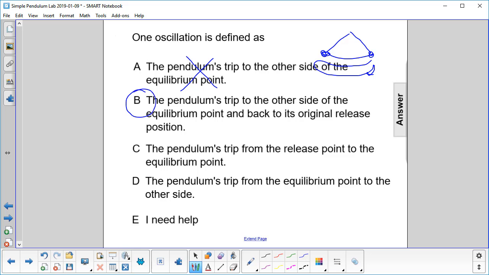The pendulum's trip from the release point to the equilibrium point. In that case, and let's switch to another color here, you're just going this far. That's not it. And finally, trip from the equilibrium point to the other side. Well, you'd have to push it because it actually wants to stay at the equilibrium point, but if you were to do that, that's still not a period.